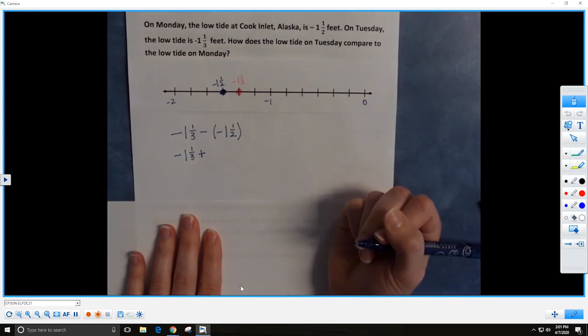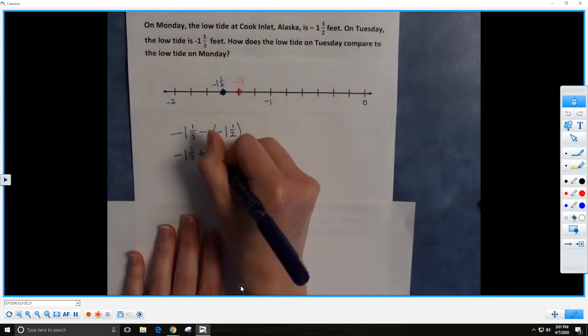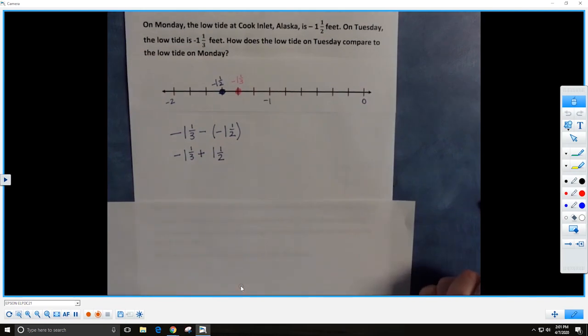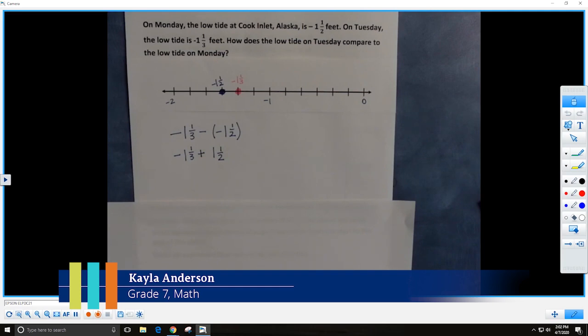What is the opposite of -1 1/2? Right, +1 1/2. So instead of subtracting, we're going to add the opposite. In order to add the opposite, we have to find a common denominator. Go ahead and do that now.